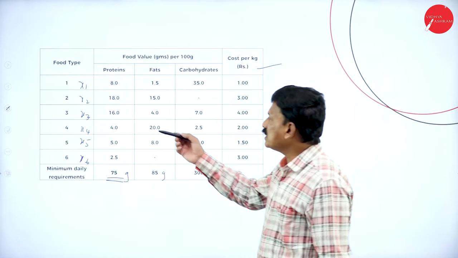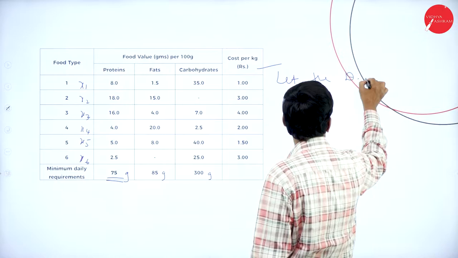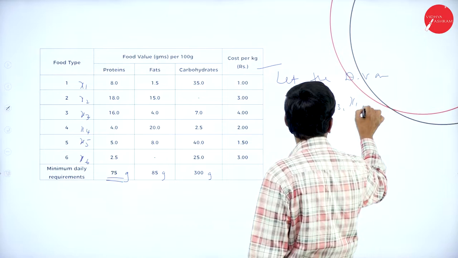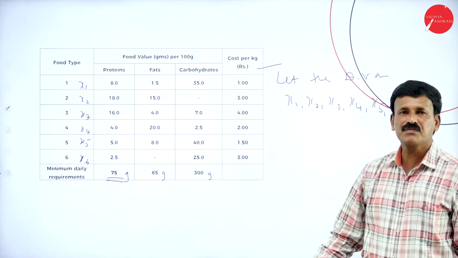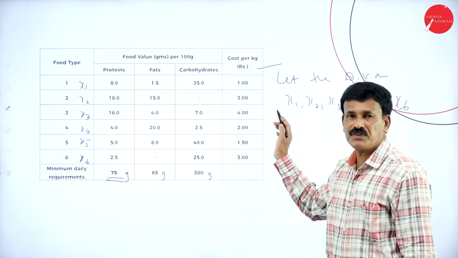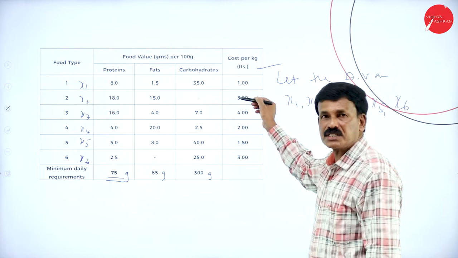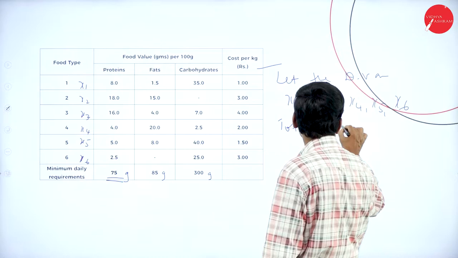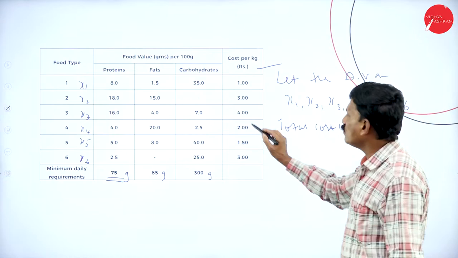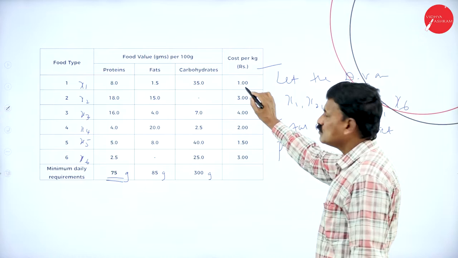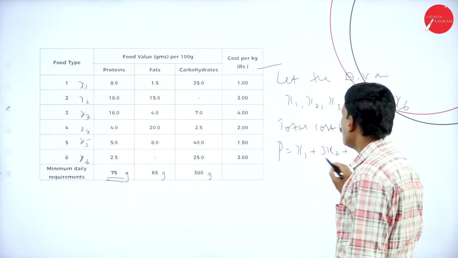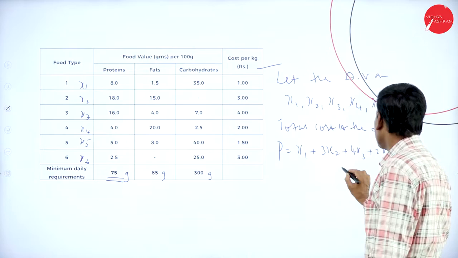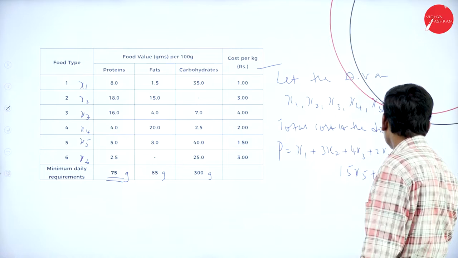Now, let us define the decision variables. Let x1, x2, x3, x4, x5 and x6 be the decision variables. These are the food types used per day. Now, what is given? The total cost of the diet is given. What is the total cost? P is equal to x1 plus 3x2 plus 4x3 plus 2x4 plus 1.5x5 plus 3x6. This is the total cost.